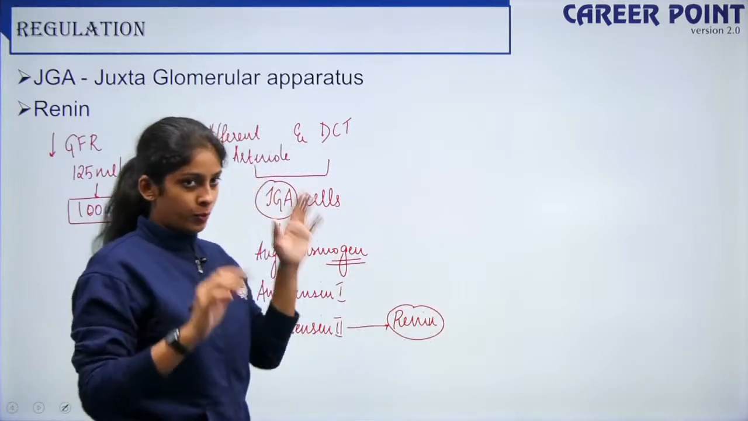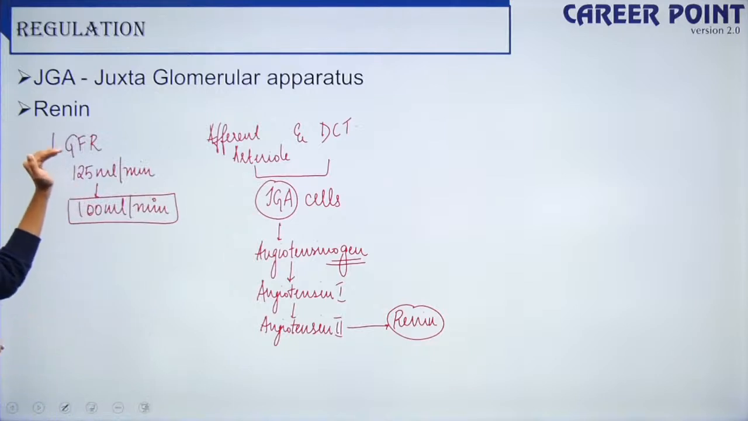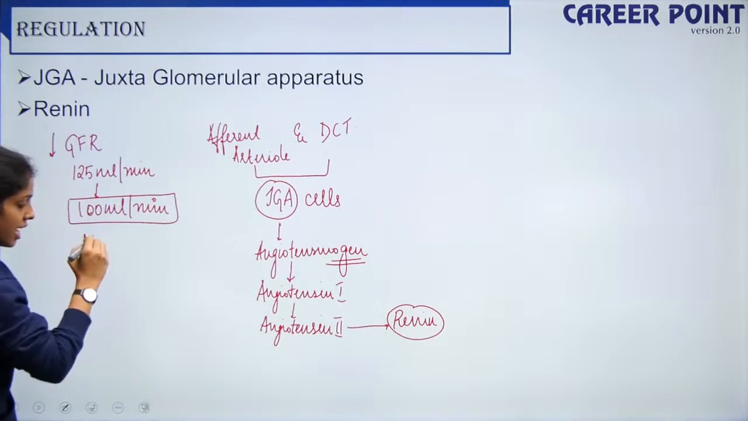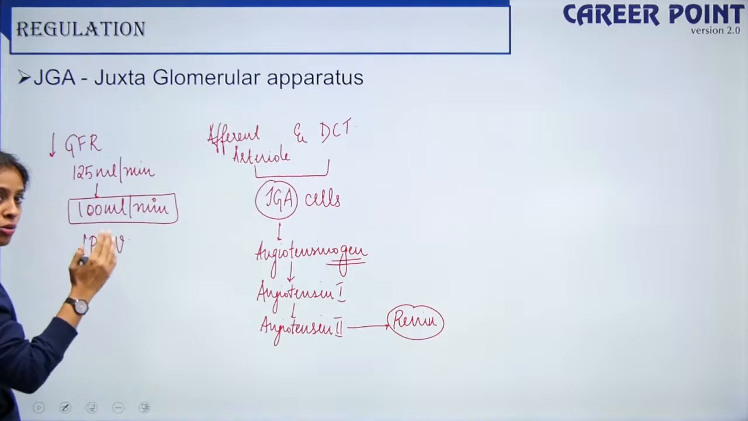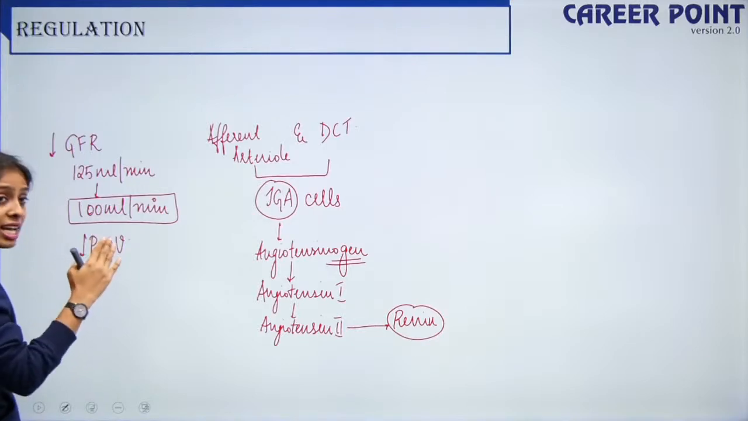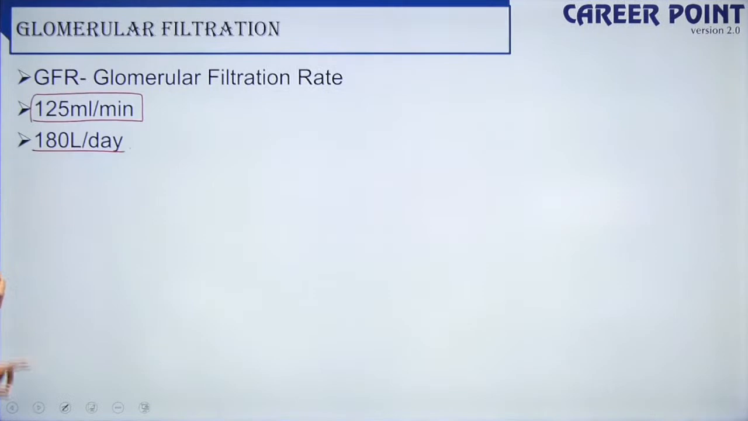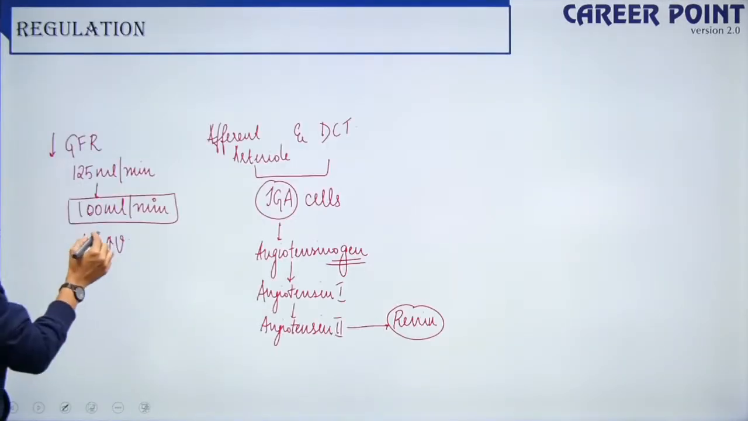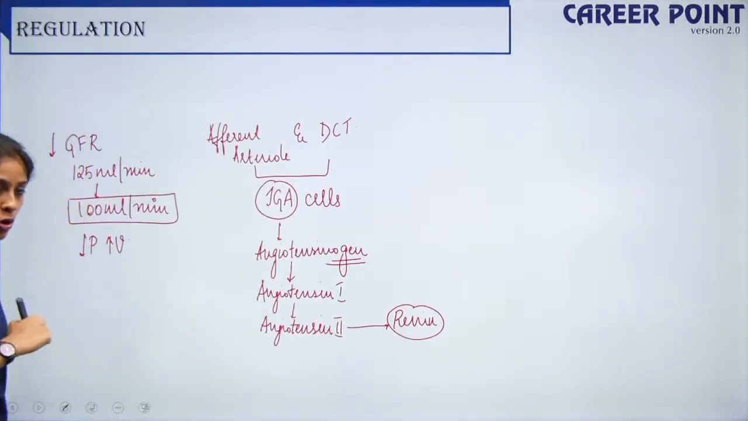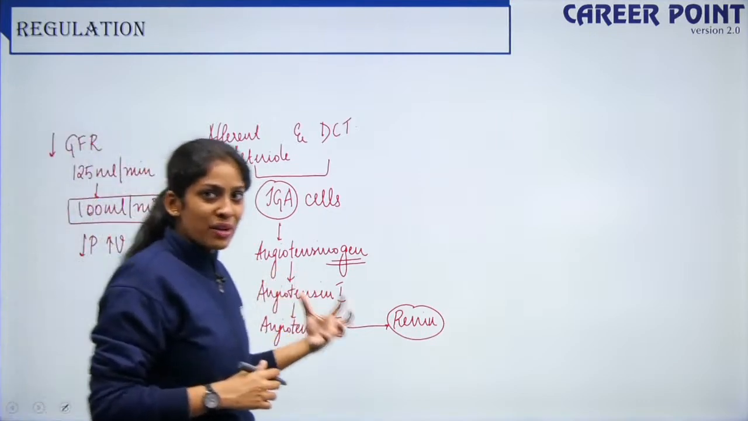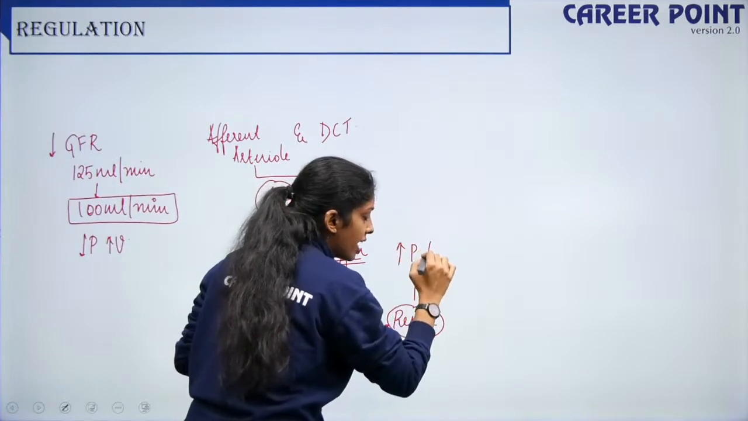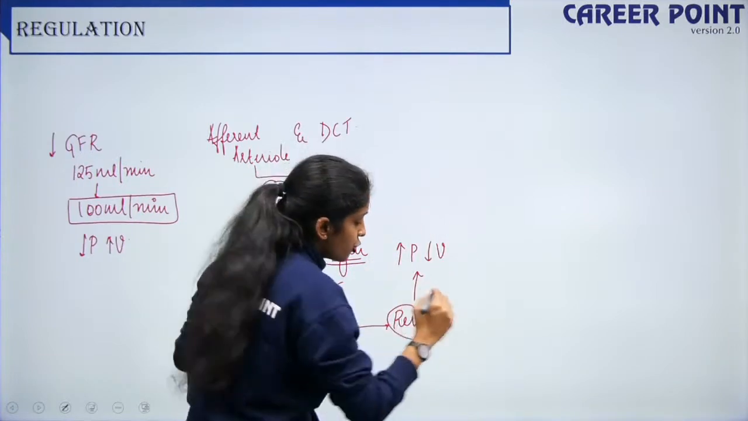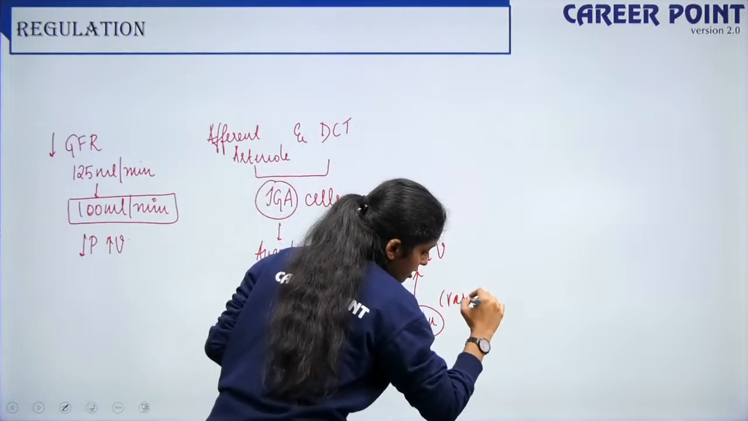Now what does this do? Hold on. Here my GFR rate is less, right? Which means the pressure is less and the volume is more. Pressure and volume are two different things and they are inversely proportional to each other. So here my pressure is less, so the volume is more. When the renin is released, this increases the pressure and decreases the volume.